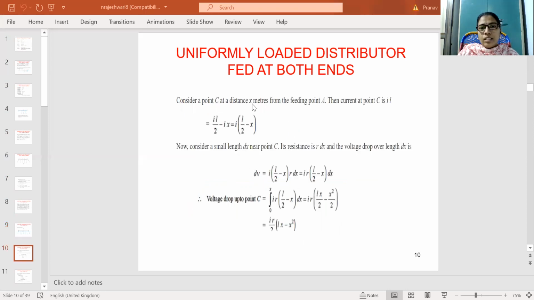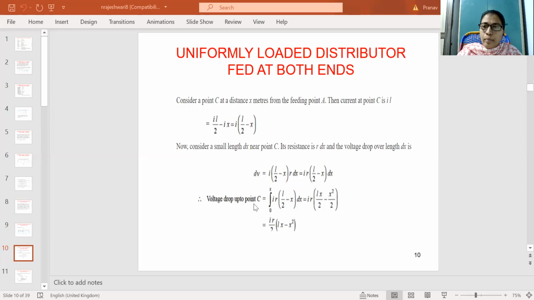Consider a point C at a distance x meters from feeding point A. Then current at point C is IL by 2 minus Ix, which is equal to I, the common term, into L by 2 minus x, is the current at point C. Now consider a small length dx near point C. Its resistance is R dx, and the voltage drop over the length dx is given by dV equal to I into L by 2 minus x into R into dx, which is equal to IR into L by 2 minus x into dx, the smallest voltage drop for the length of dx.